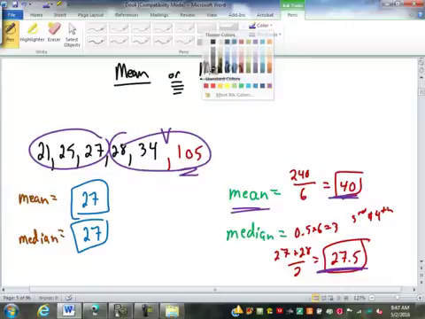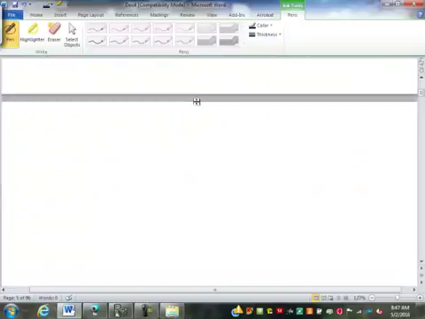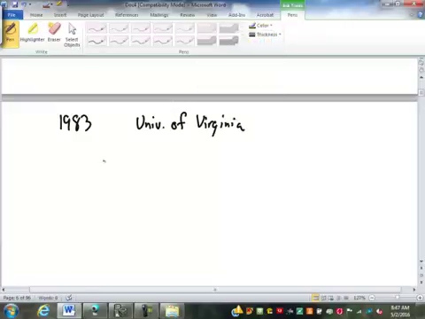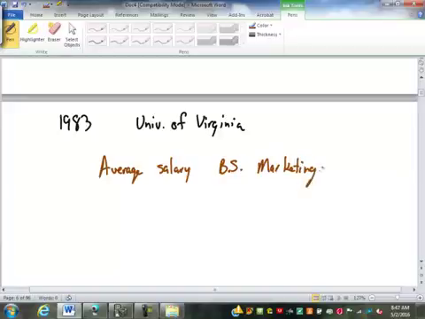Now, I'm going to show you an example of how this has been used in the past. In 1983, University of Virginia published that the average starting salary of a graduate in their bachelor's, their BS marketing program, was just under $78,000 per year.